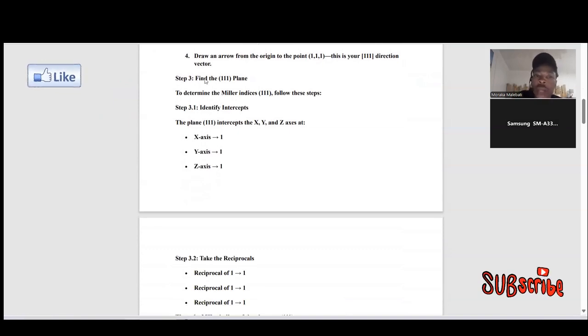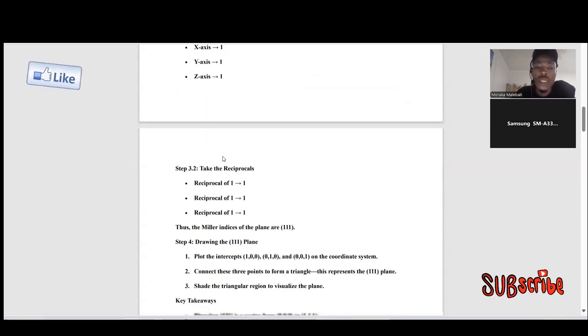Now you must also be able to find the plane, to determine the Miller indexes or the Miller indices. I'll go into details. First the plane, you have got 1 1 1 intercepts. It means your imaginary plane, if you were to close your eyes, you can see your imaginary plane within that crystal. It is intercepting the x-axis at 1, y-axis at 1, the z-axis at 1 as well. Then you're going to take the reciprocals of these.